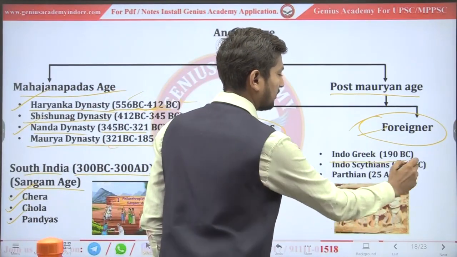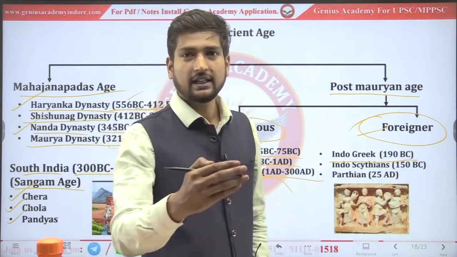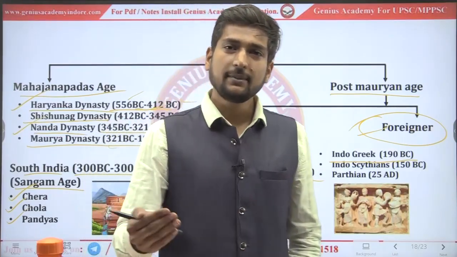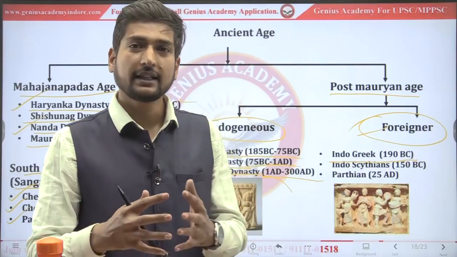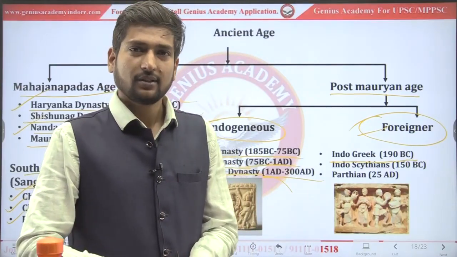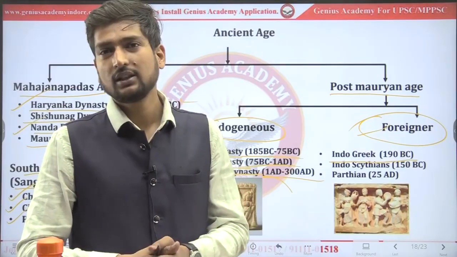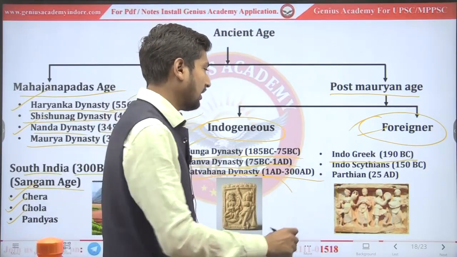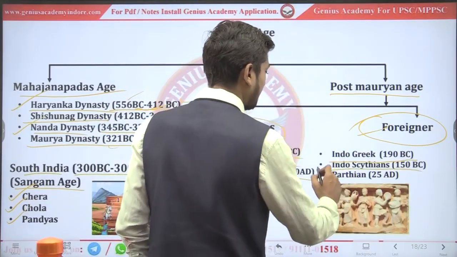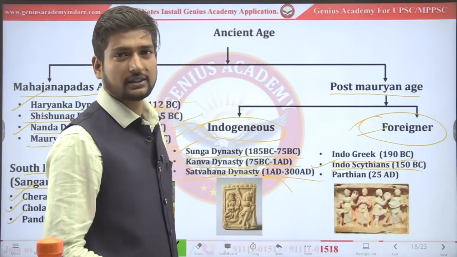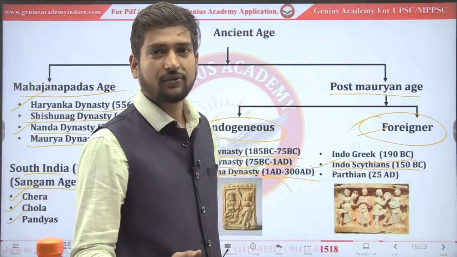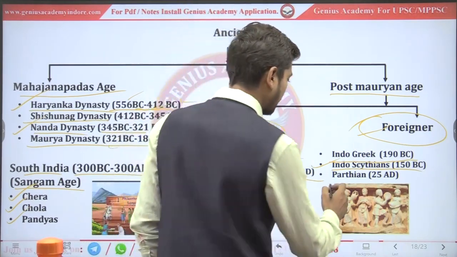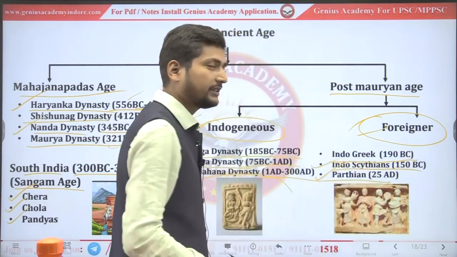Foreigners, Indo-Greeks. The Indo-Greeks started attacking India. They not only attacked, they came and settled in India and accepted the culture of India. So they did not come just to loot Indians, but to stay there. Another group is the Indo-Scythians. They came in 150 BC. They are also known as Sakas, who fought with Chandragupta II of the Gupta dynasty. After that, the Parthians came in 25 AD.